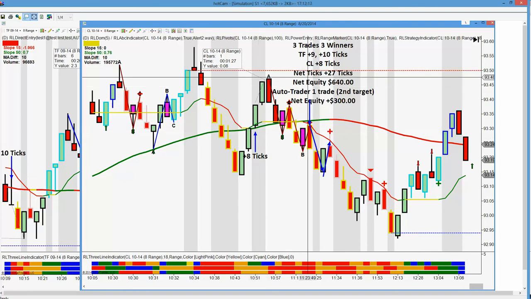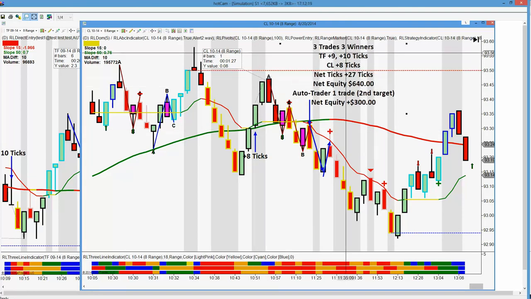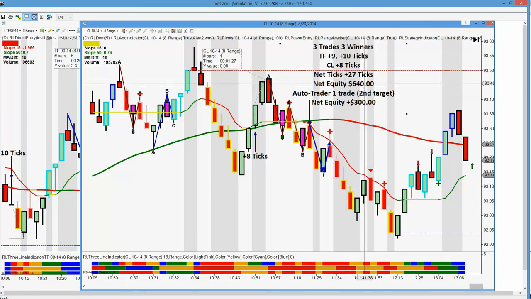So we closed the day with 3 wins. On the Russell, we were +9 and +10. On crude, we were +8. We had net ticks at 27. These were all 8 range trades, 2 off at 5 and 2 off at 10. And I'll show, I have this written down, and I'll show you on a slide. When we hit our first target, the stop moves to break even. So our net equity was $640 for the day.